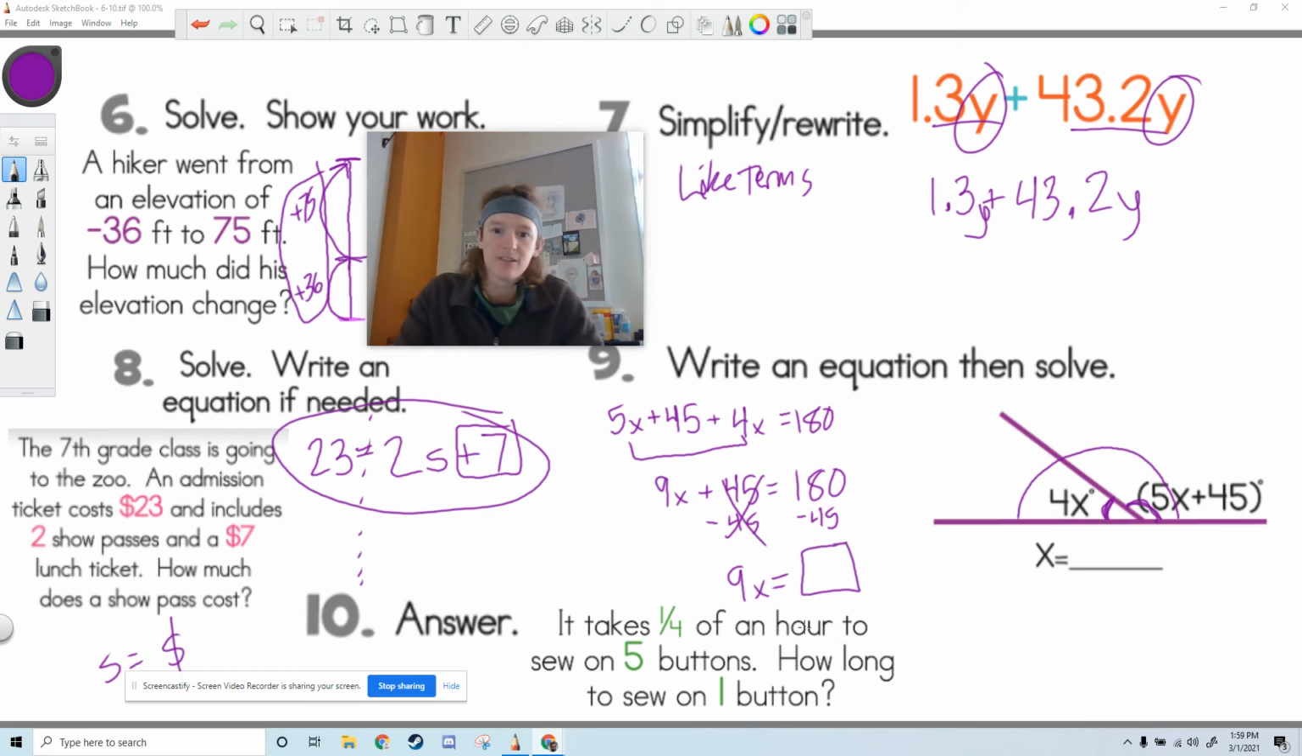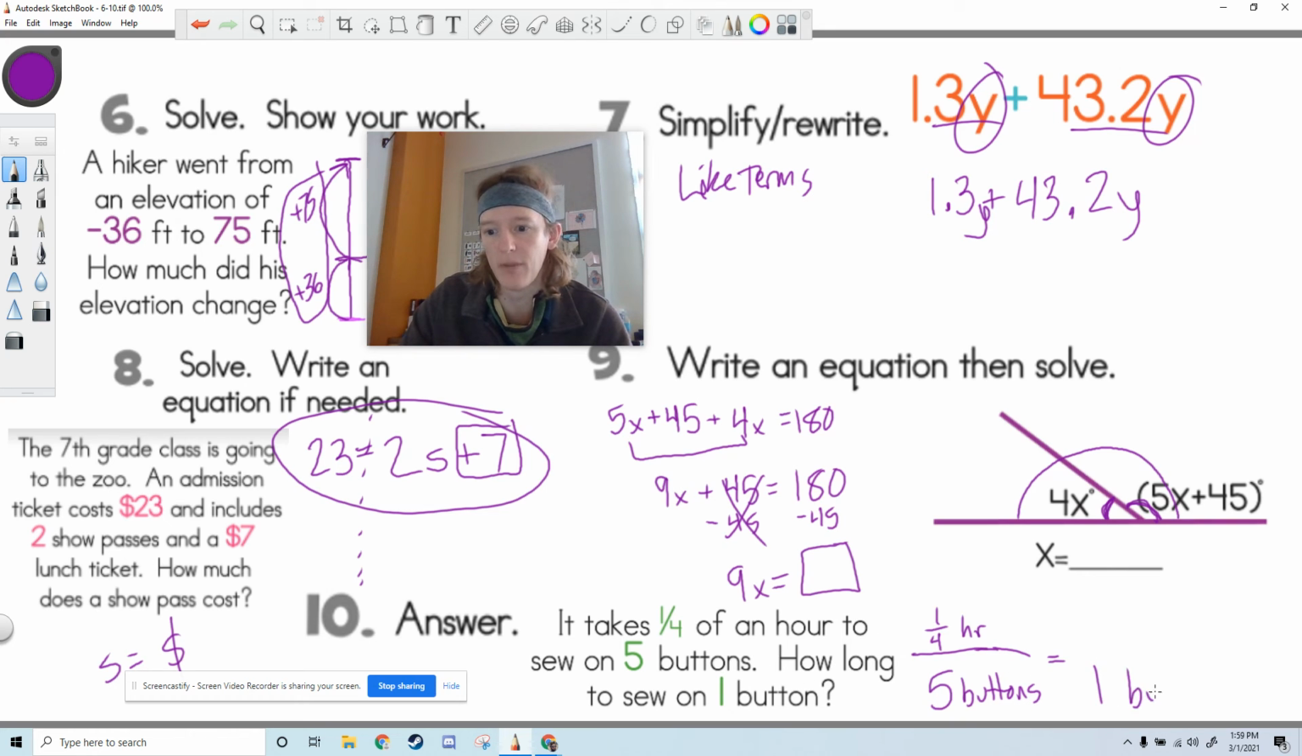For number 10, it takes 1/4 of an hour to sew on 5 buttons. So 1/4 hour to do 5 buttons. How long will it take to do 1 button? A couple things we could do. I could change 1/4 of an hour. Let's change it to minutes.